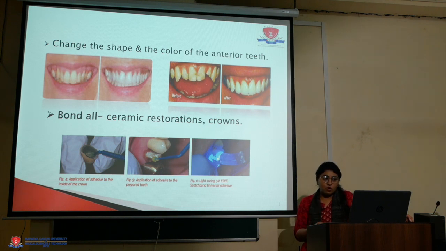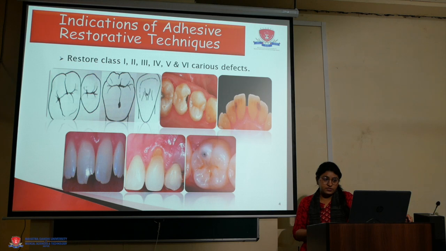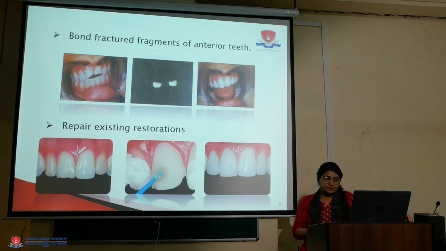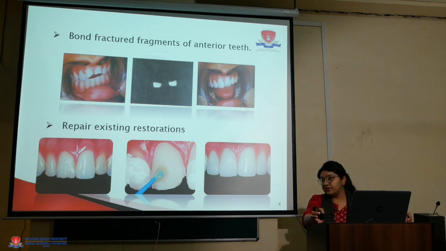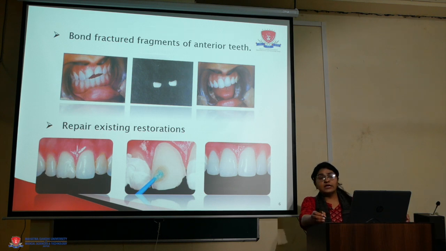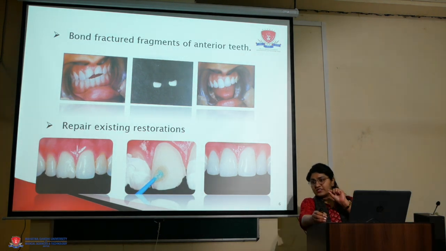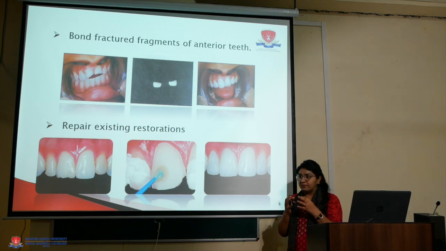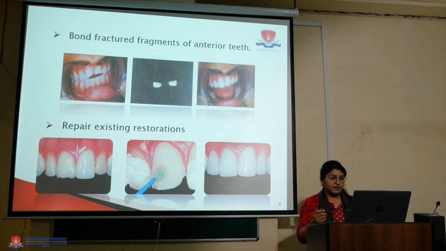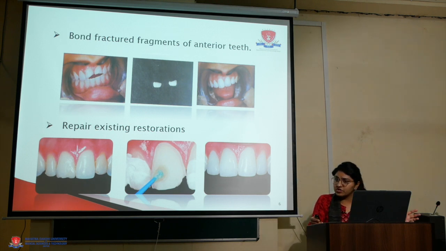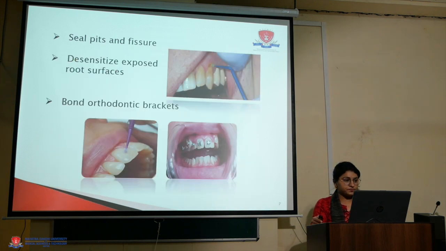Then to bond all-ceramic restorations and crowns. Then to bond fractured fragments. For example, if there is trauma to an anterior tooth or any posterior tooth and a fragment of the tooth gets fractured, these two fragments can be bonded together with the help of these bonding agents. Then to repair existing restorations, if a restoration is already done and you want to do any kind of repair, this can be used.